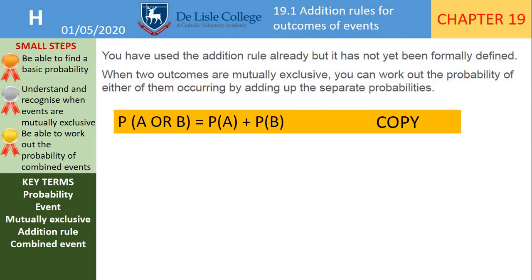So we have used the addition rule already back in chapter 13, but we didn't formally define it. So when 2 outcomes are mutually exclusive, so when they cannot happen at the same time, you can work out the probability of either of them occurring by adding up the separate probabilities. And this is formally known as the OR rule of probability. So it's the probability of something or something else happening, and we add the probabilities together. But please bear in mind, the events need to be mutually exclusive.